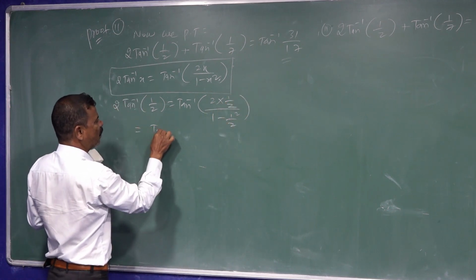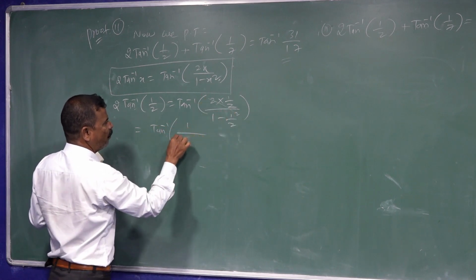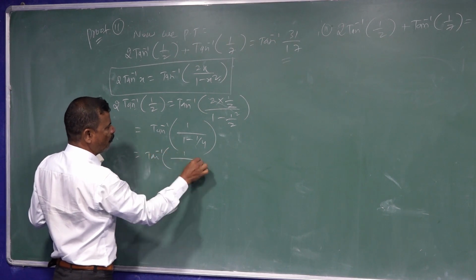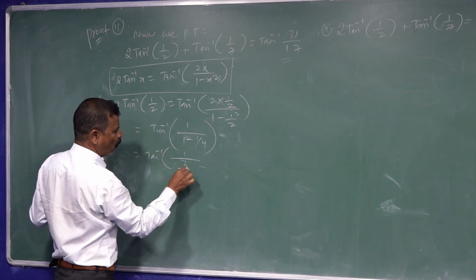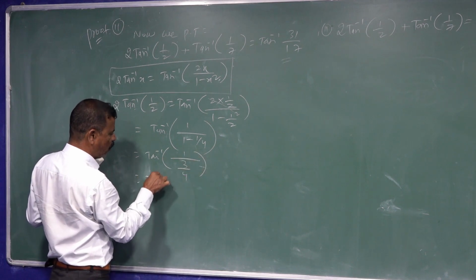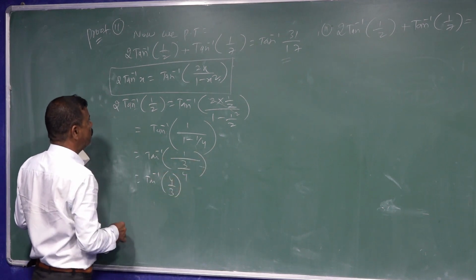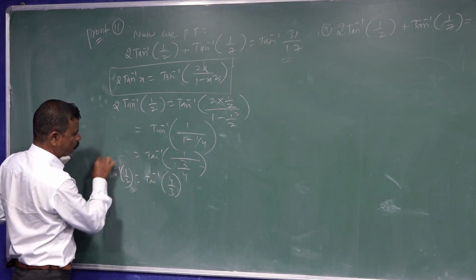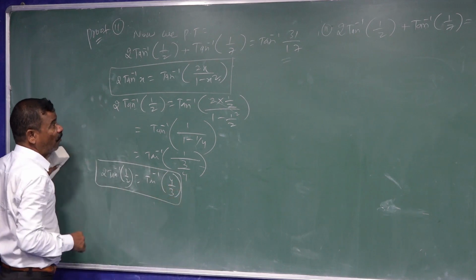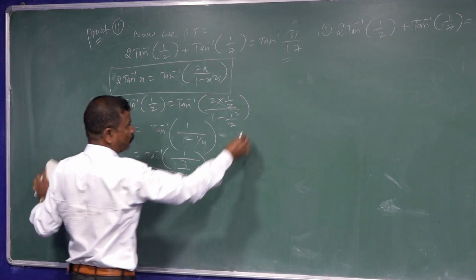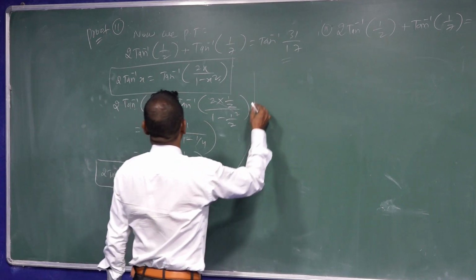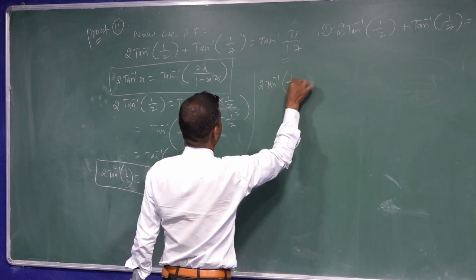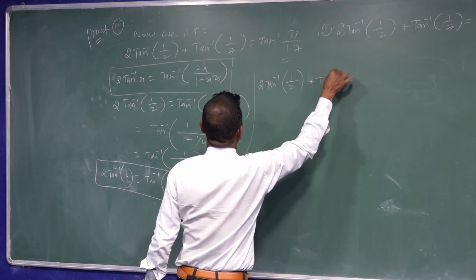It is equal to tan inverse of 2 cancel, 1 by (1 minus 1 by 4). So this is tan inverse of 1 by (4 minus 1) by 4, which is 3 by 4. After that it is tan inverse of 4 by 3. This is the value of 2 tan inverse 1 by 2. After that, here, tan inverse of 1 by 7. So 2 tan inverse of 1 by 2 plus tan inverse of 1 by 7.